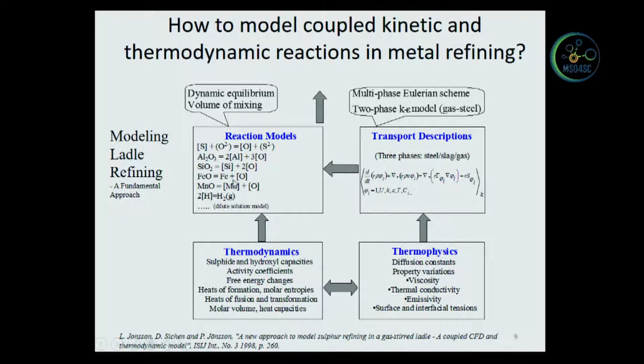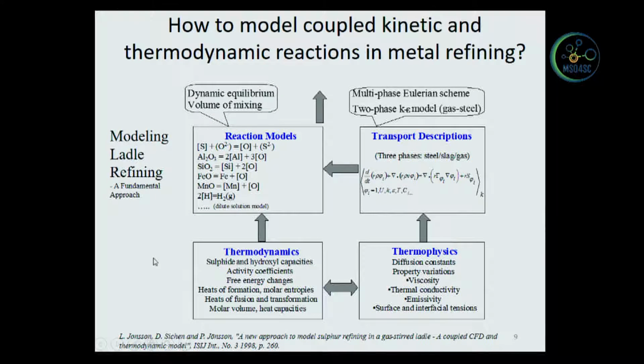For the reaction part, we need to know the activity of each element. We need to know the transport of each element. And we also need to know the dynamic equilibrium. This part we calculate from thermodynamic software. We normally use Thermo-Calc, which was developed at our department by some researchers. So by coupling the CFD simulation and the thermodynamics, we can realize a dynamic simulation of the refining process.